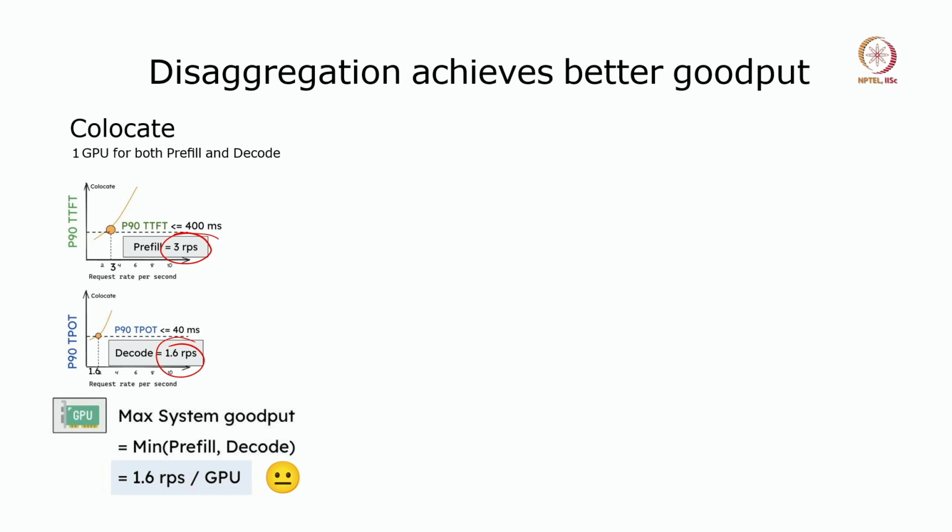Again, not optimal point, sorry. If we take this TTFT as 400 milliseconds, then we will have the prefill of 3 requests per second. Now, maximum system goodput is nothing but the minimum of prefill and decode, which is 1.6 requests per second per GPU. So if we have just one GPU, it can sustain just 1.6 requests per second, which is very less, right? I have not shown you which GPU they are using, but it could easily be an H100 GPU.